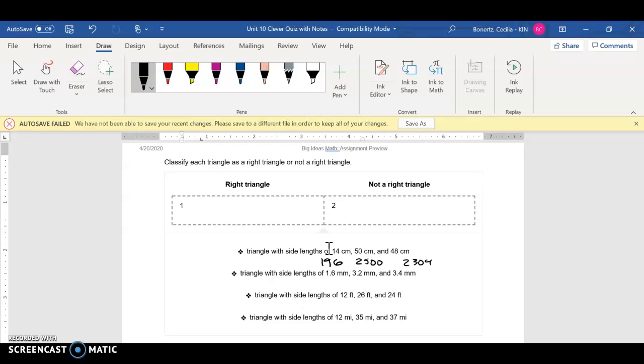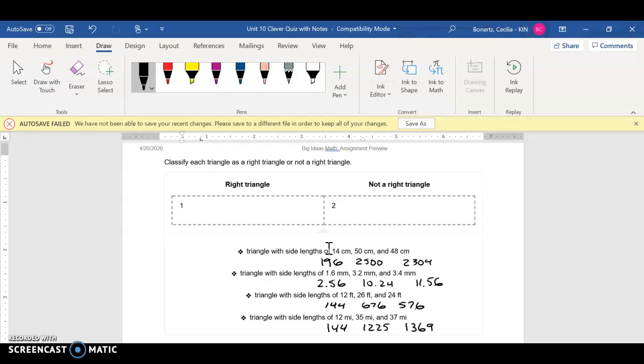The next one, 1.6 times 1.6 is 2.56. Again, I'm just doing all of my calculations at once. 10.24, 3.4 is 11.56, 144, 676, 576, 144, 1225, and 37 squared is 1369.